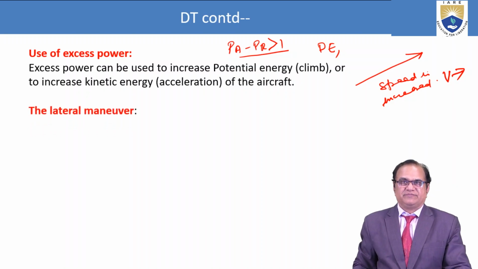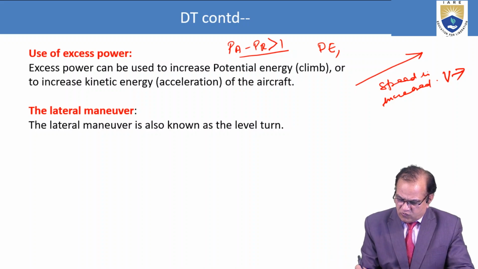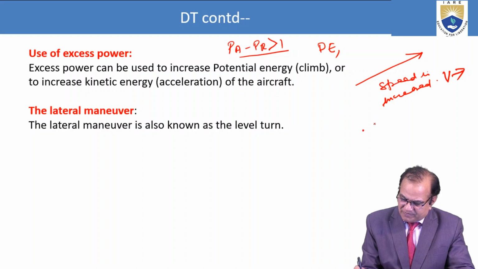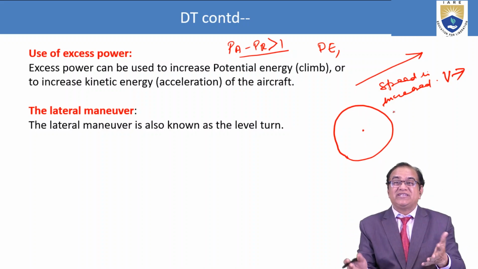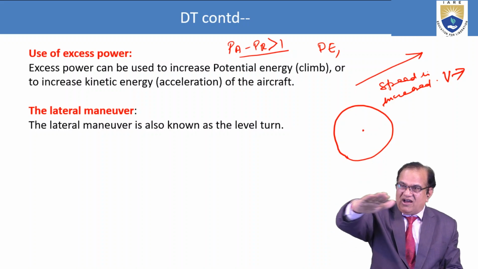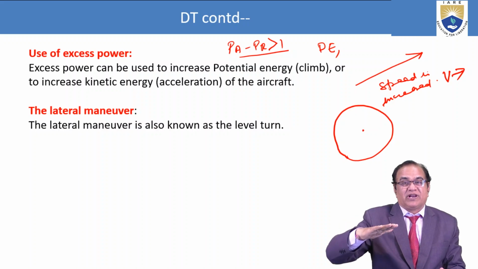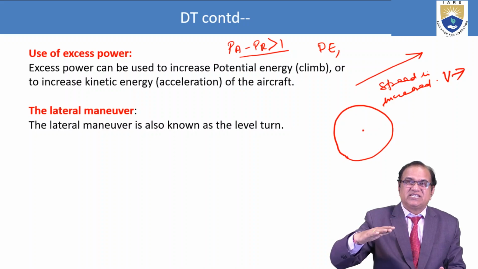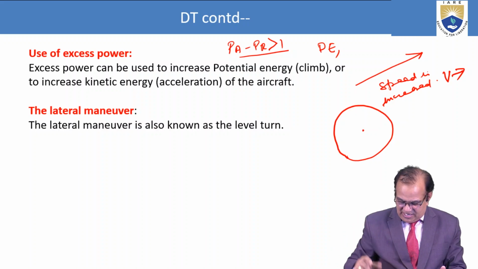The lateral maneuver. The lateral maneuver is also known as the level turn. This is the XY plane, and if your aircraft is turning like this in the same XY plane, it is called the lateral maneuver. There is no maneuver in the vertical plane, only in the horizontal plane. This type of maneuver is called the steady coordinated turn, in which the turning of the aircraft and your acceleration change every time.